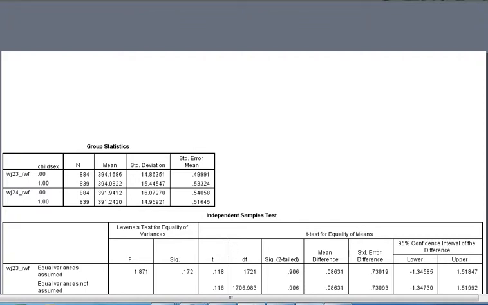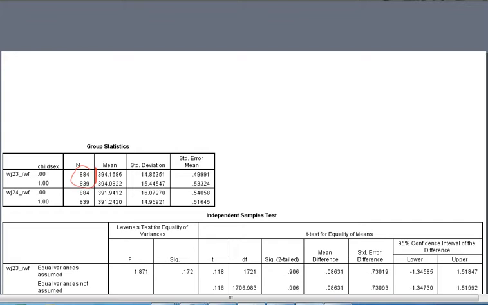The first thing that we're going to be looking at is our sample size, and you can see that we have 884 males and 839 females. The mean for the males was 394.1686, and for the females was 394.0822.